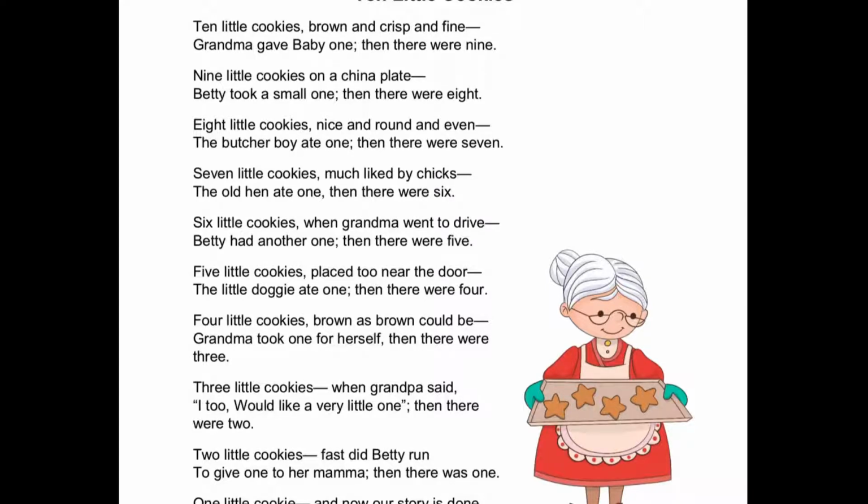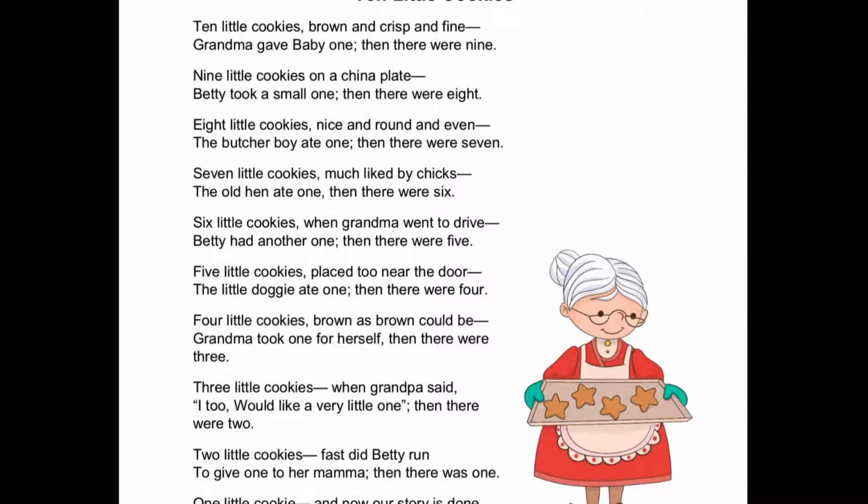6 little cookies, when Grandma went to drive. Betty had another one, then there were 5. 5 little cookies, placed too near the door. The little doggy ate one, then there were 4. 4 little cookies, brown as brown could be. Grandma took one for herself, then there were 3.